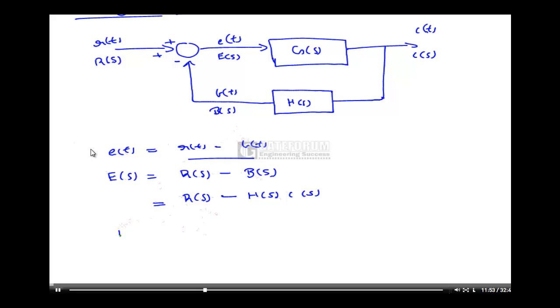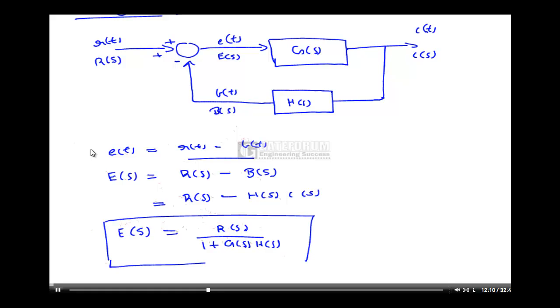From this, I will get my E(s) is equal to R(s) upon 1 plus G(s) into H(s). Very important. Error at steady state is equal to limit t tending to infinity e(t). So whatever is my e(t), if I want to find the steady state error, I just need to find the value of this limit.